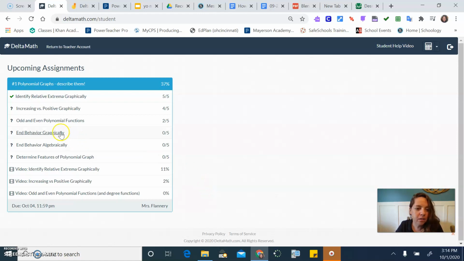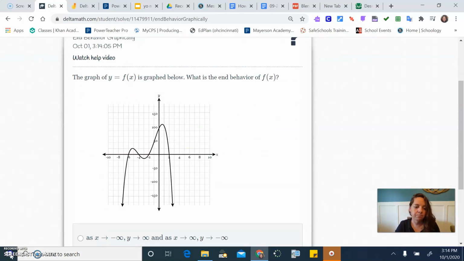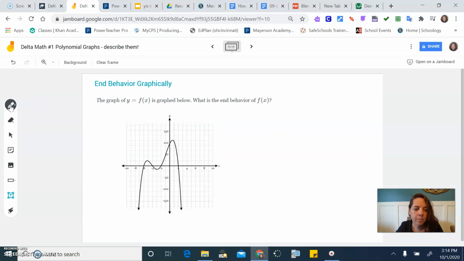All right, now let's talk about end behavior, graphically and algebraically. Let's start with graphically. When they're talking about end behavior, they're asking about what happens on the ends of the functions. Like as x goes forever left, which we don't call forever left, right? We call that negative infinity. What happens to that graph? And as x goes forever right, what happens to that graph? What happens on the extreme ends of the x's?